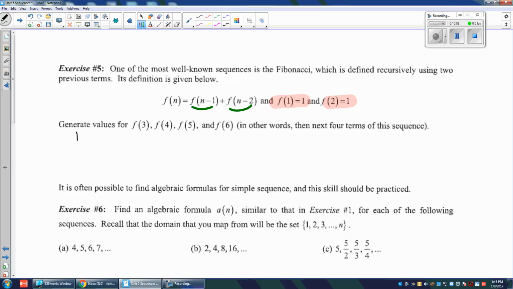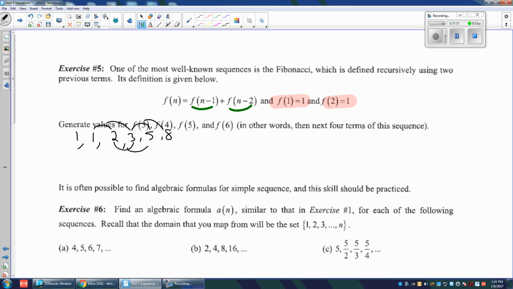So the first number is 1 and the second number is 1. We add those two together and we get 2. Now we add those two together and we get 3. We add 2 and 3 together and we get 5. And now we add these two together and we get 8. In other words, find the next four terms in the sequence. There we go. We have the terms.